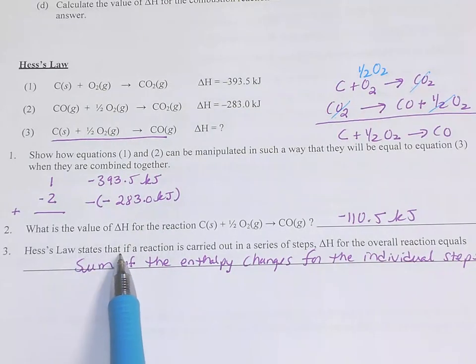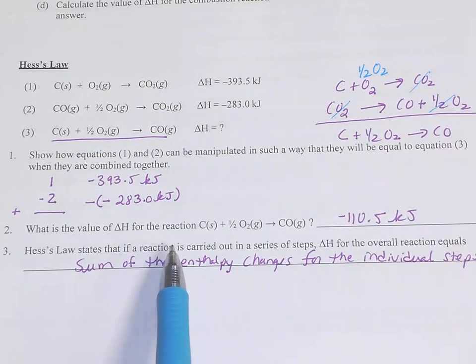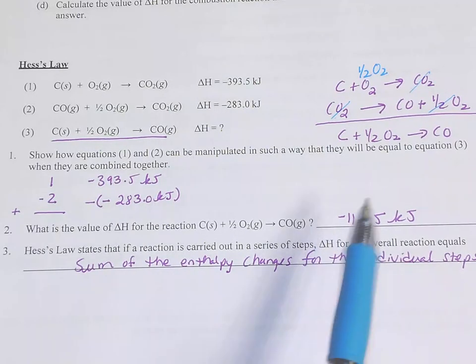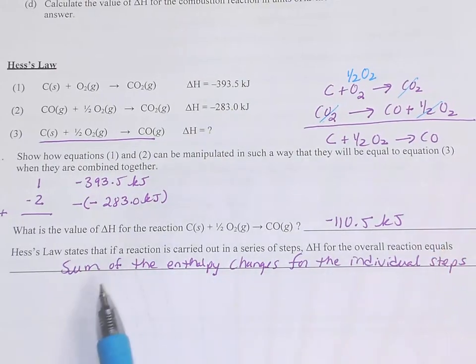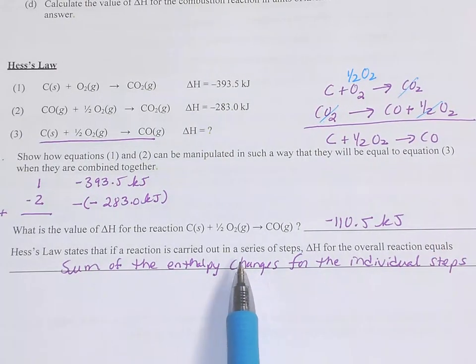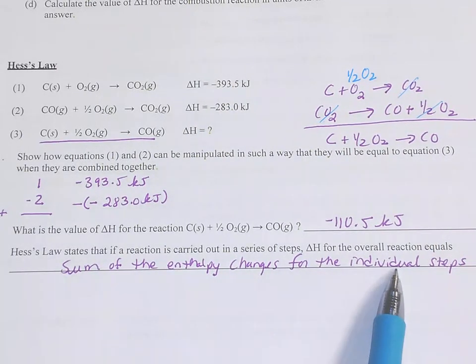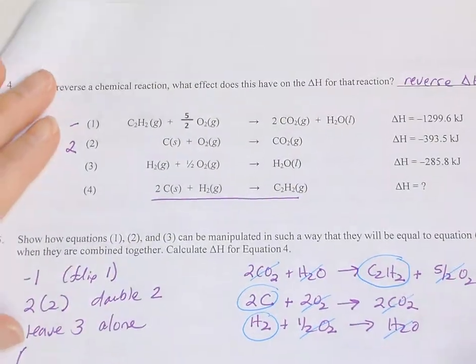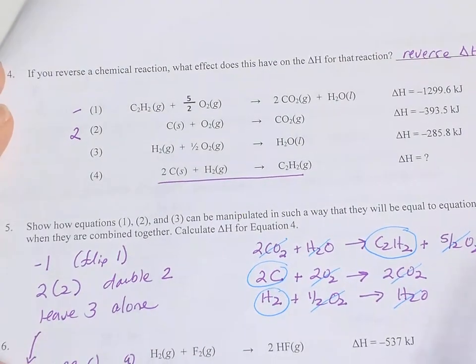Hess's law, a quite powerful law that we'll use throughout the year, says that if a reaction is carried out in a series of steps, then the delta H for that overall reaction will be the sum of the enthalpy changes, or delta H values, for the individual steps. Let's look at another delta H problem.